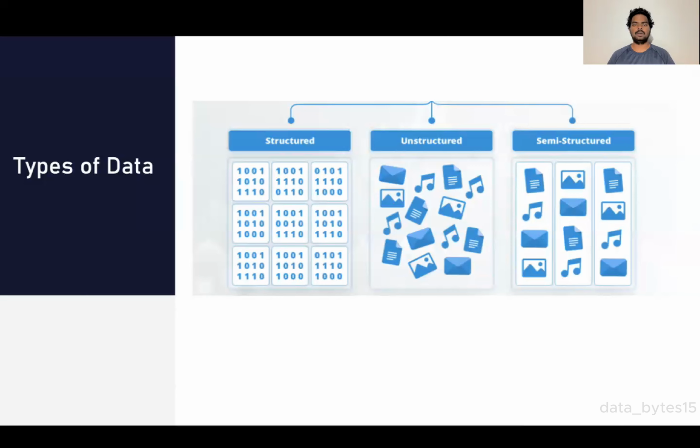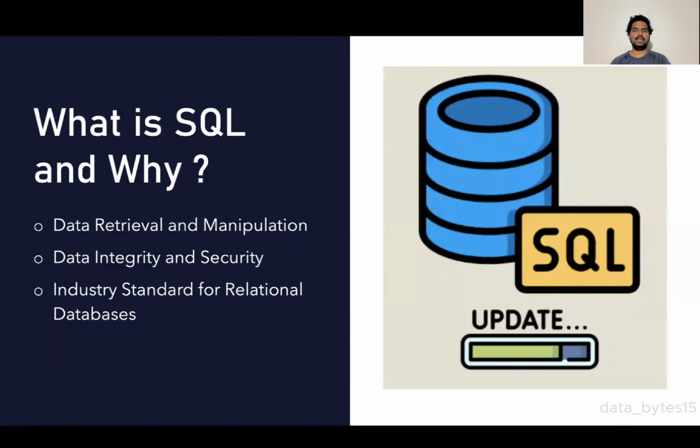So all these come under semi-structured and unstructured data. To handle these kinds of data, we have non-relational databases like MongoDB, Cassandra. Then we have CosmosDB. Yeah, so these are the different types of data. So now coming to what is SQL and why is it used by data engineers?